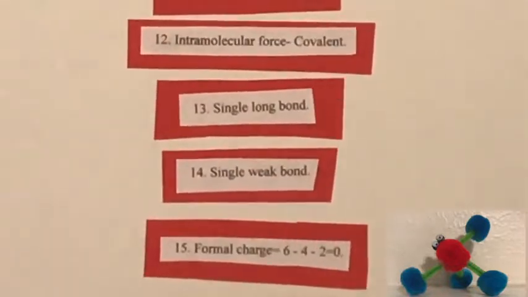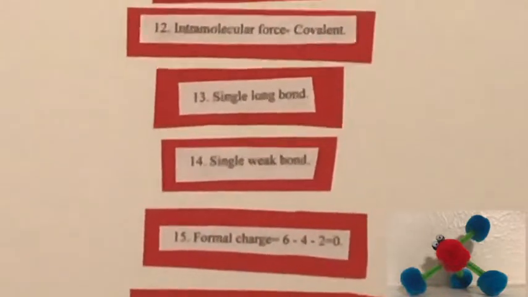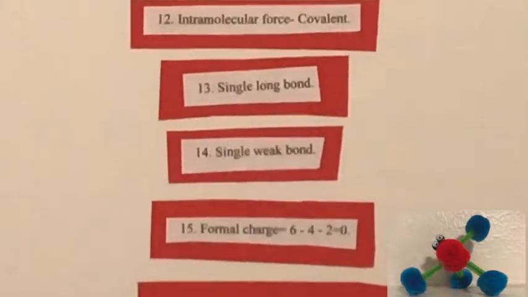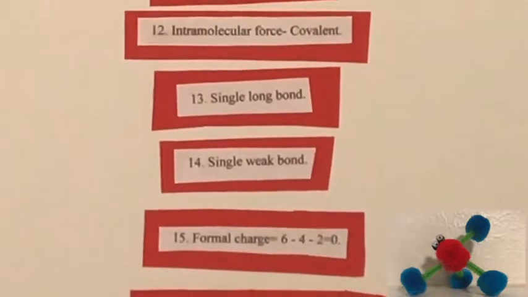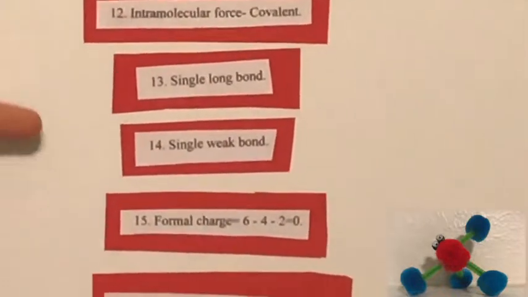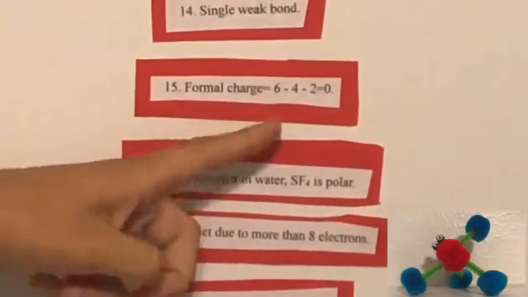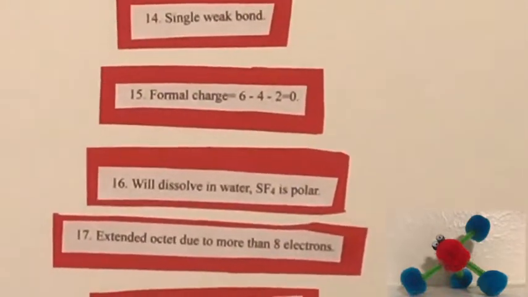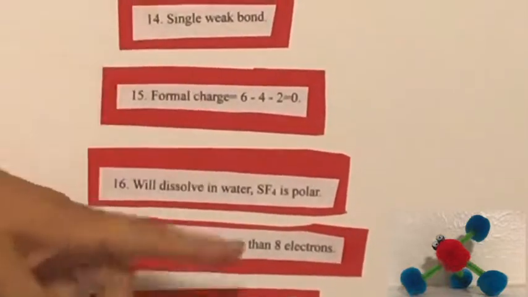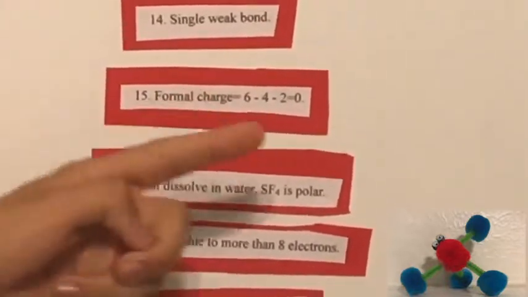Next, the bonds of this one will be single weak bonds, and they're also single long bonds. They're not short like a triple bond would be. Step 15, the formal charge on this will be the electrons of sulfur, 6, minus 4, the outside bonds, minus 2 for the lone pair, would equal 0. So the formal charge on this will be 0.